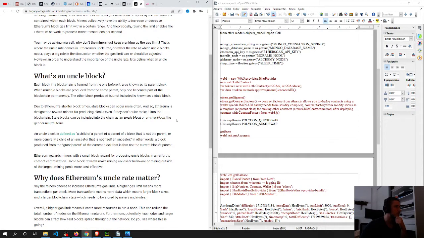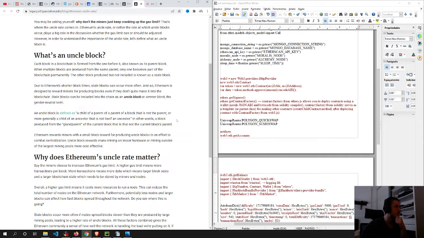In order to understand the importance of the uncle rate, let's define what an uncle block is. Each block in the blockchain is formed from the one before it, also known as its parent block. When multiple blocks are produced from the same parent, only one becomes part of the blockchain permanently. The other block produced but not included is known as a stale block. Due to Ethereum's shorter block times, stale blocks can occur more often, and so Ethereum is designed to reward miners for producing blocks even if they don't quite make it into the chain.